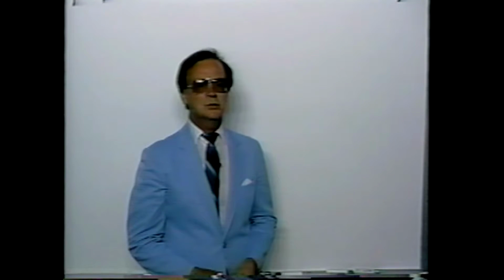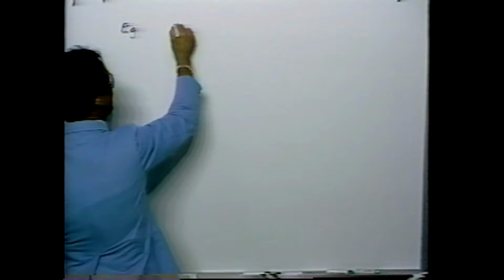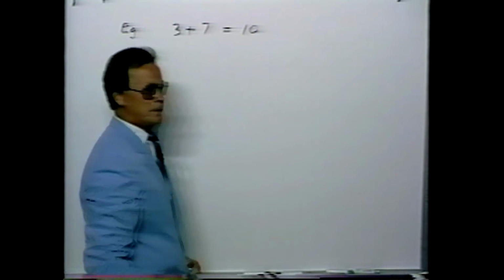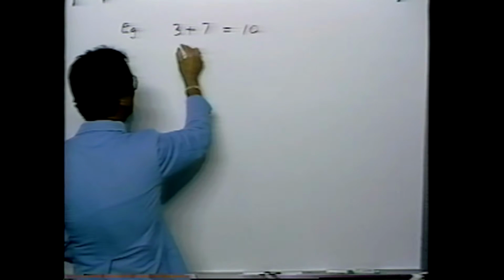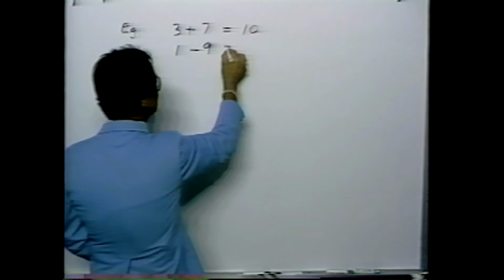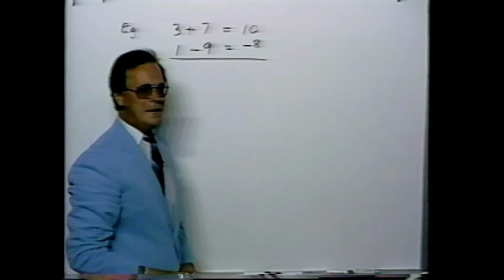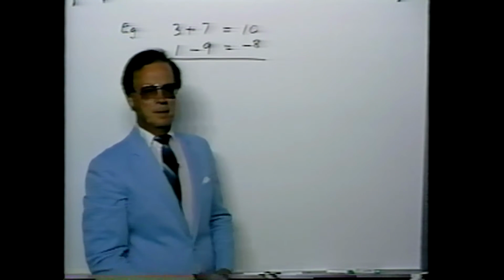Let me show this using a slightly different approach. For example, it is easy to see that this statement is true. 3 plus 7 is equal to 10. If I follow that with another true statement, 1 minus 9 is equal to minus 8, I have two equations, if you like.